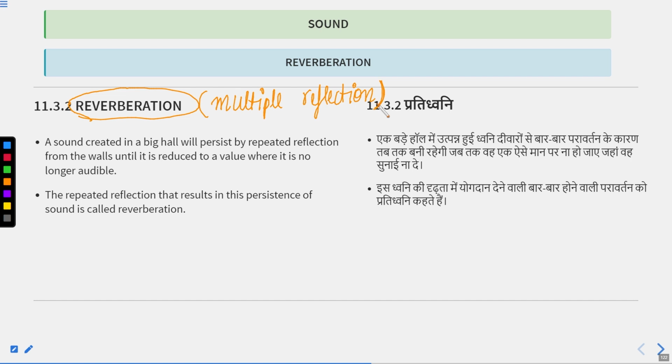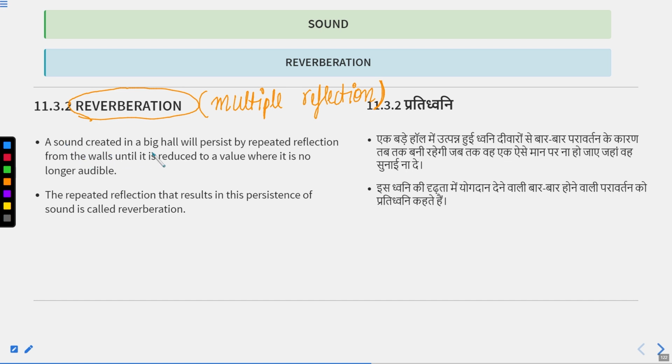Let's assume you are in a very large but empty hall. When you say something in that hall, you will hear multiple sounds of yours. Why does this multiple sound of yours come in that room? Because in that room multiple reflection takes place, and this multiple reflection is called reverberation.